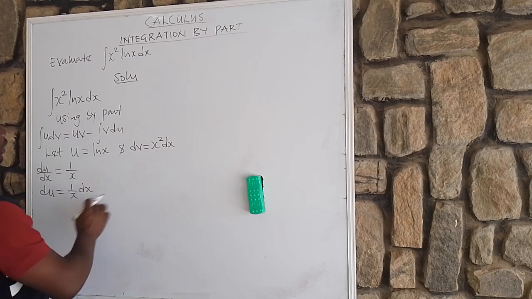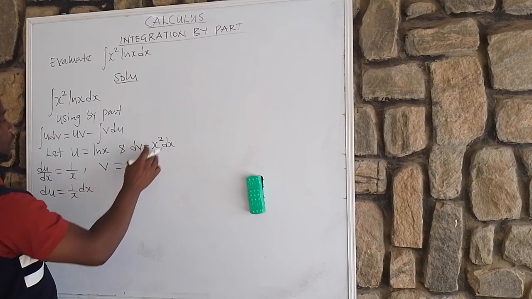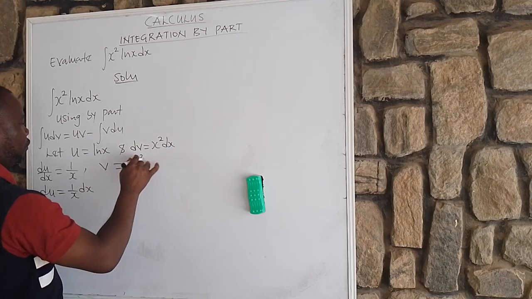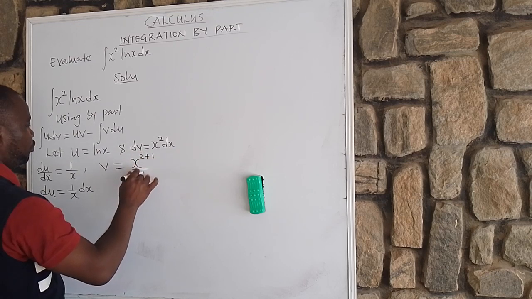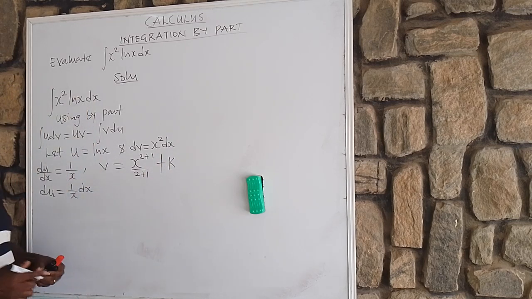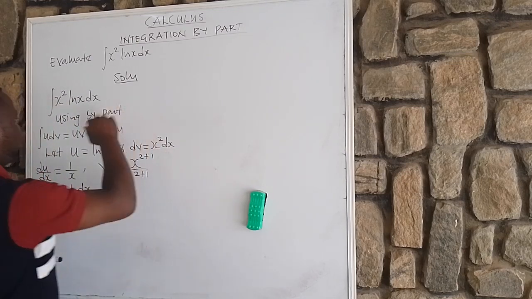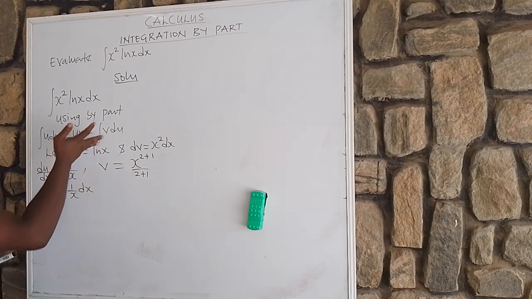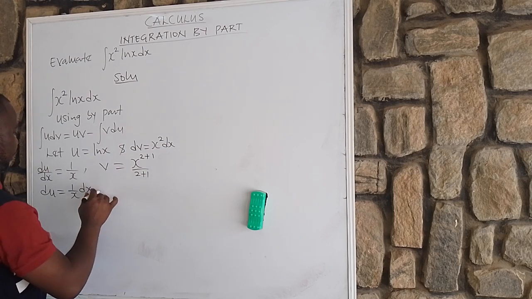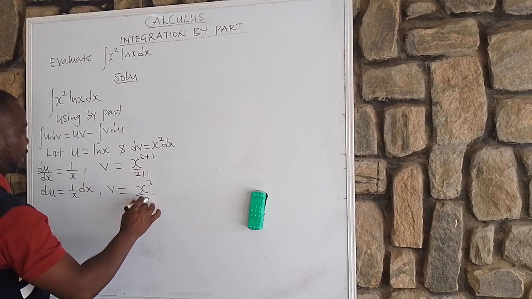Then let us integrate both sides. If we integrate dv, we are going to have v. So v equals the integral of x raised to the power 2 dx, which gives x raised to the power of 2 plus 1 over 2 plus 1. Please don't put constants because we are using by parts. It's not necessary to put a constant here. The constant will be attached after integrating the function finally. So v is equal to x raised to the power of 3 over 3.